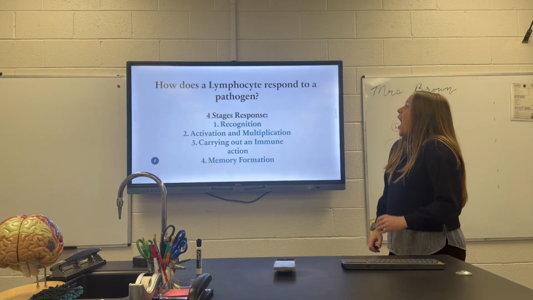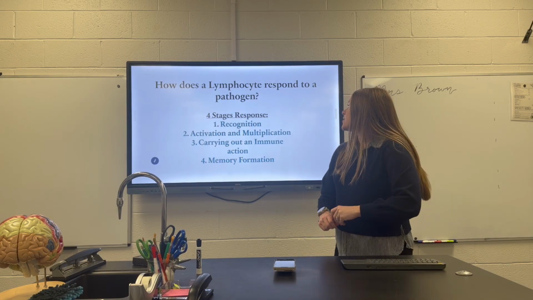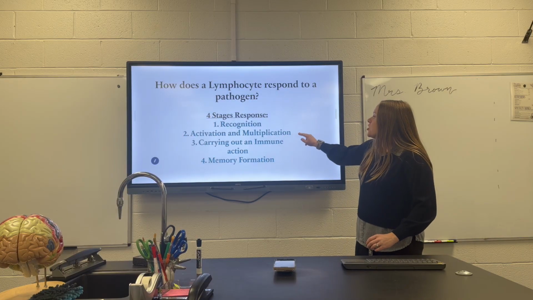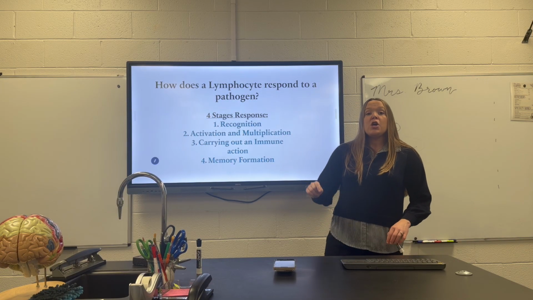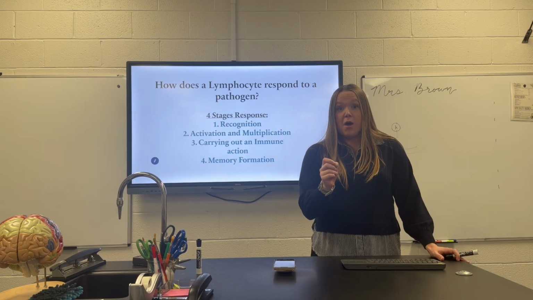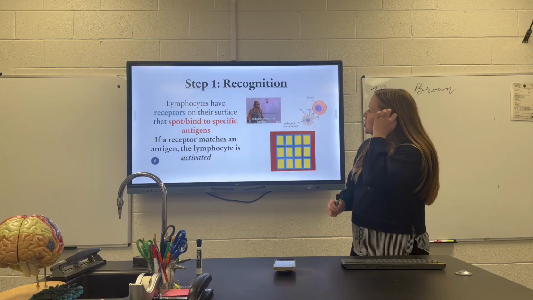So, how does a lymphocyte respond to a pathogen? There's 4 main stages to this. It's recognition, activation, multiplication and carrying out an immune action, and memory formation. So don't copy all these down right now into your notes. We're going to go through each stage. So the first stage is just recognition.